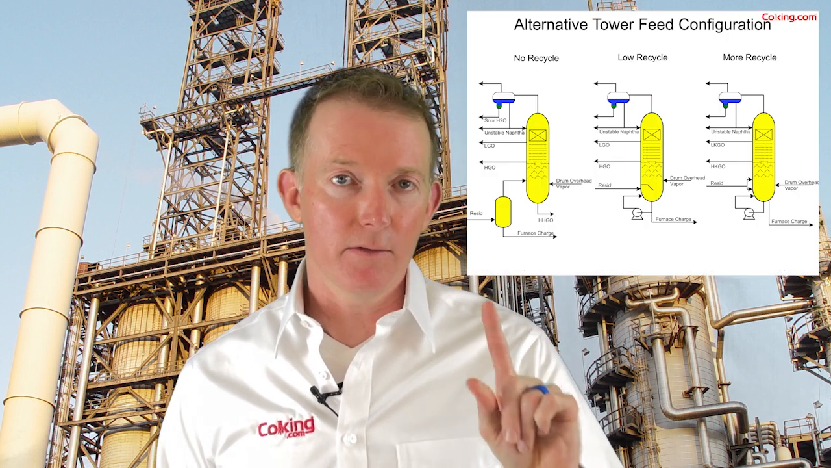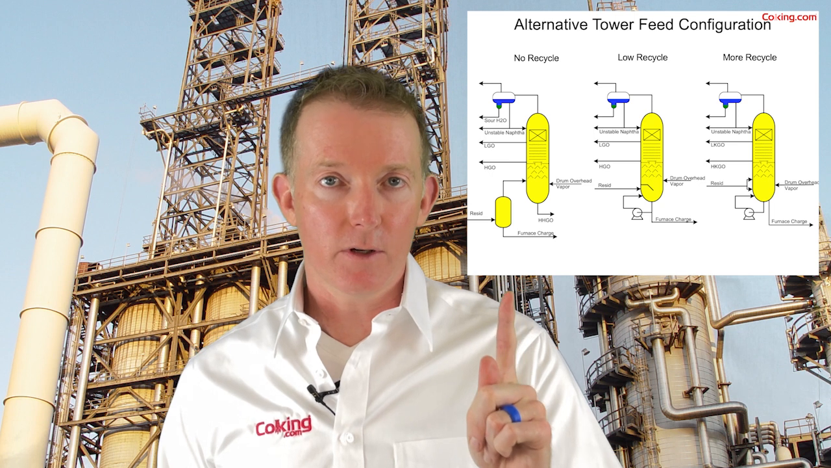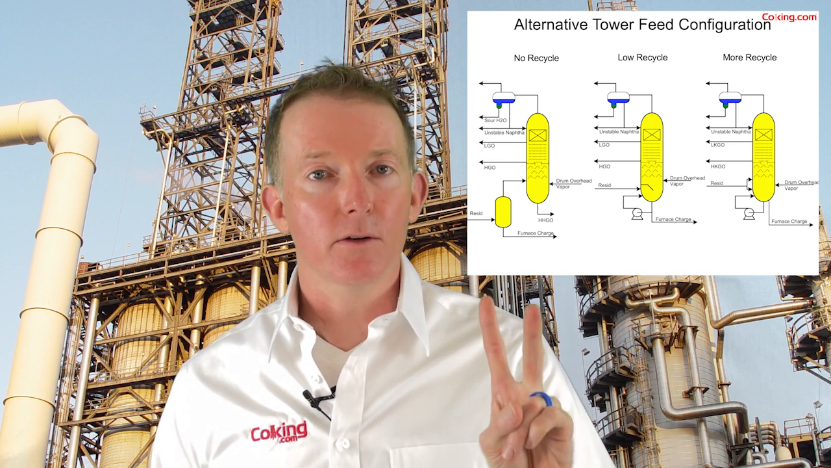I'm Evan Hyde. I'm one of the SMEs with our team, and today we're going to be talking about recycle, and in particular recycle minimization. So there are a variety of internal configurations for the main fractionator in a typical delayed coker unit. I typically classify them in three ways. We have the zero recycle configuration, the low recycle configuration, and the more recycle configuration.